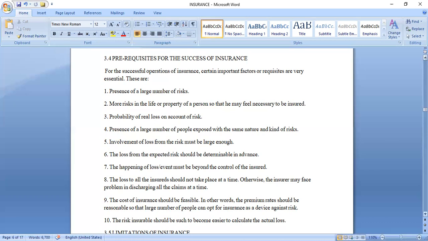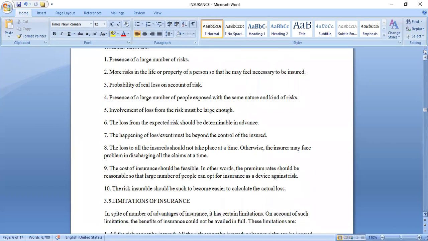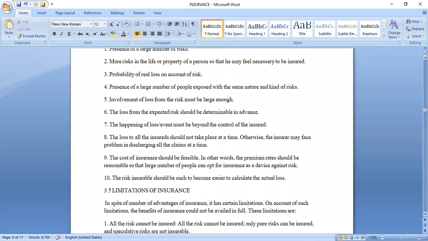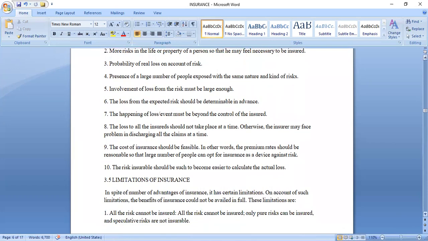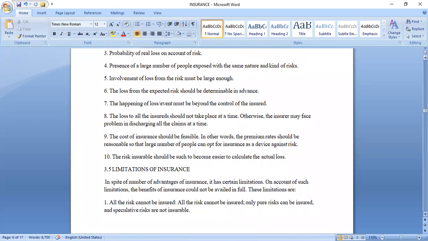So under the characteristics or nature of insurance, we saw that insurance can only be taken for pure risks and not speculative risks. That is the literal meaning of that statement: insurance is only granted to pure risks and not speculative risks.